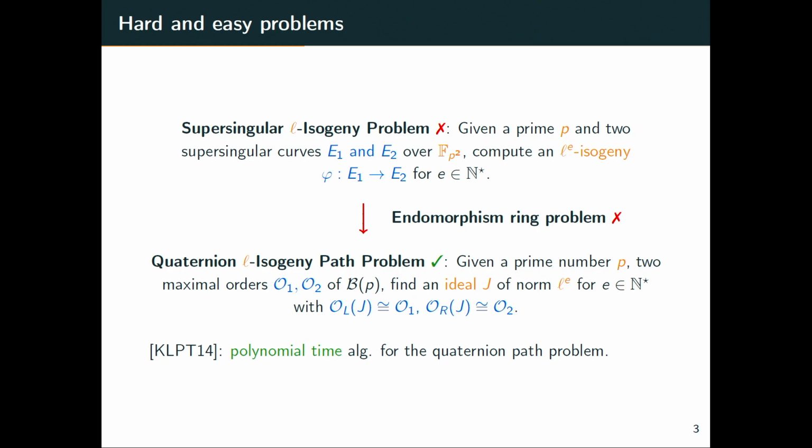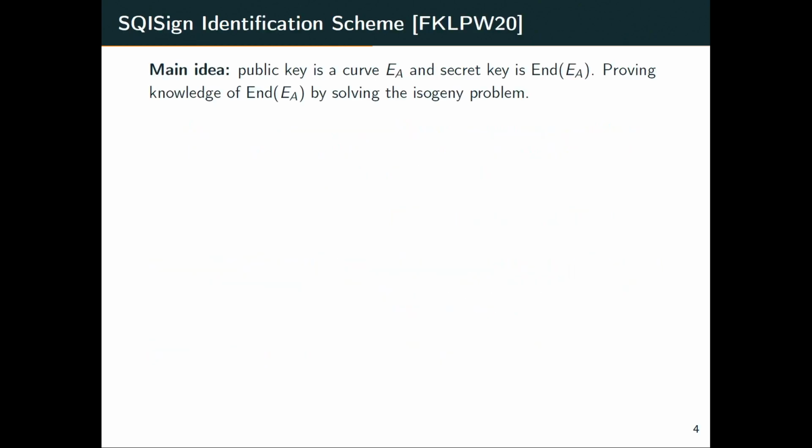And so this little picture is actually what underlies the idea of the SQIsign identification scheme. So this scheme was introduced 2 years ago, and the idea is the following. I'm going to use a supersingular curve as a public key, and then the secret key is going to be the endomorphism ring of the curve. This exact notion that I suppose to be difficult to find.